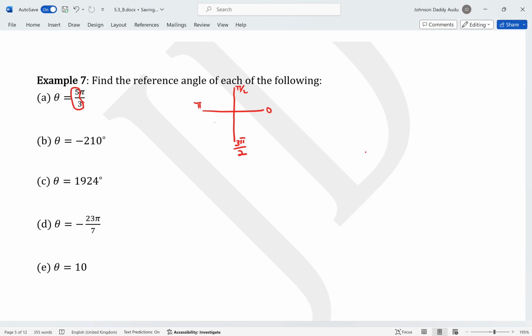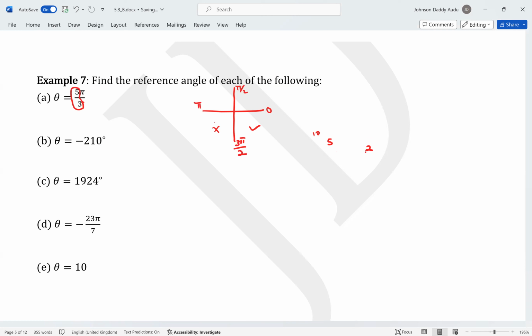Now you need to compare these coefficients: 5 over 3 and 3 over 2. You can see that 5 over 3 is greater than 3 over 2, because if you cross-multiply, this gives us 10 and this gives us 9. So this fraction is bigger. Since it is bigger than 3 over 2, it's not in the third quadrant, but in the fourth quadrant, right?